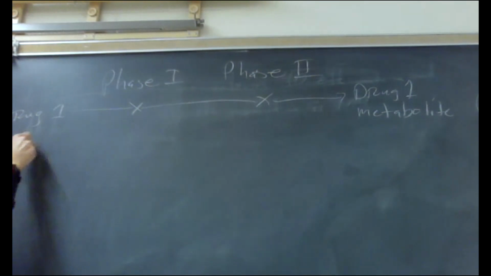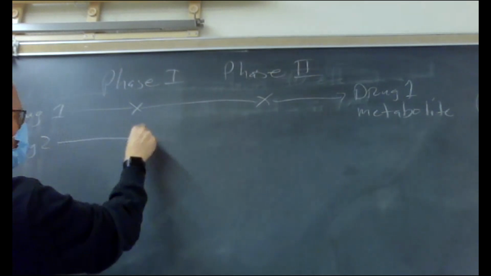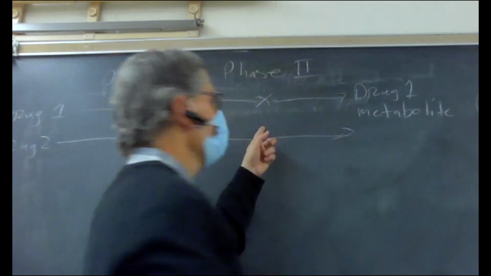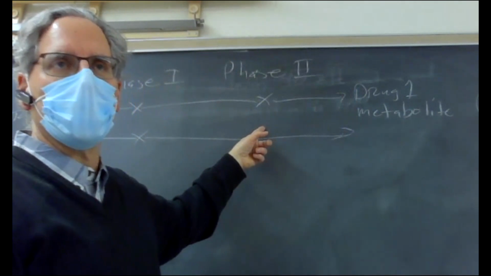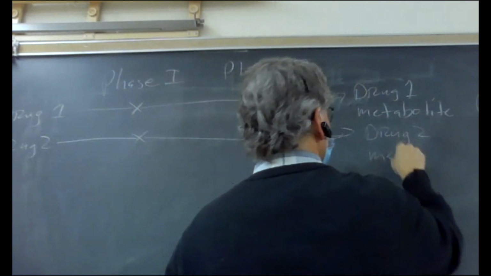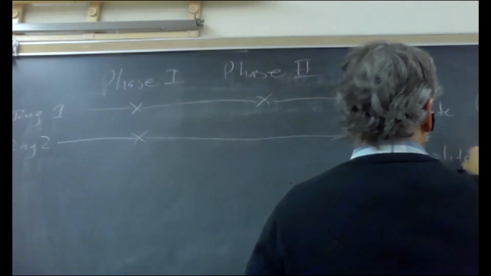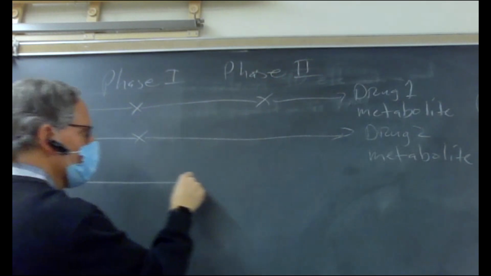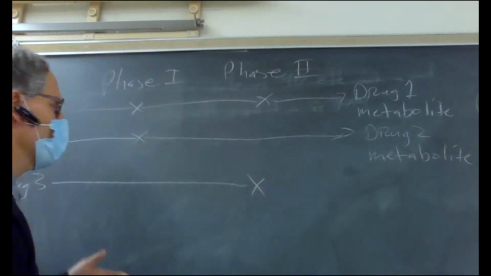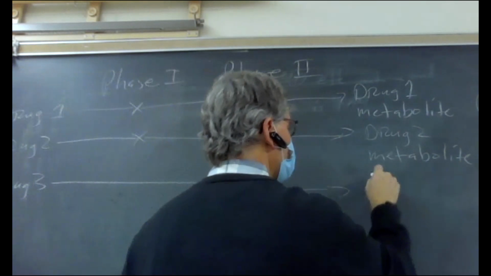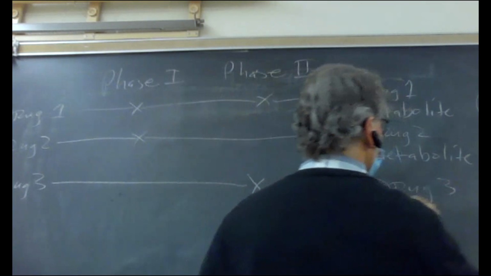Drug number 2. Drug 2 may undergo a phase 1 modification, and then it may pass go and collect $200, and you might have a drug 2 metabolite. Well, that happens too for some drugs. Then you have drug 3. Drug 3 may just go through phase 2 modifications, not have any interaction with cytochrome P450s at all. And then you have a drug 3 metabolite.